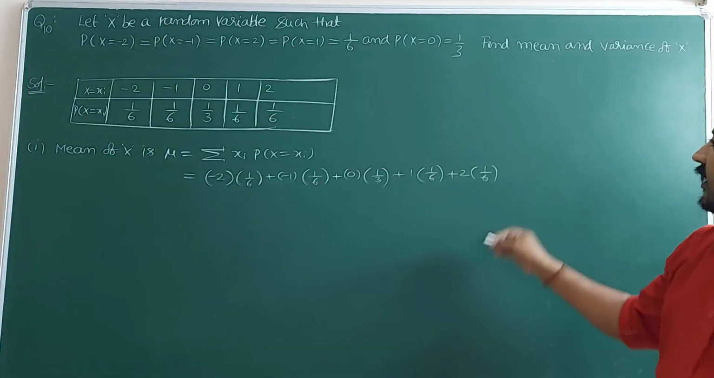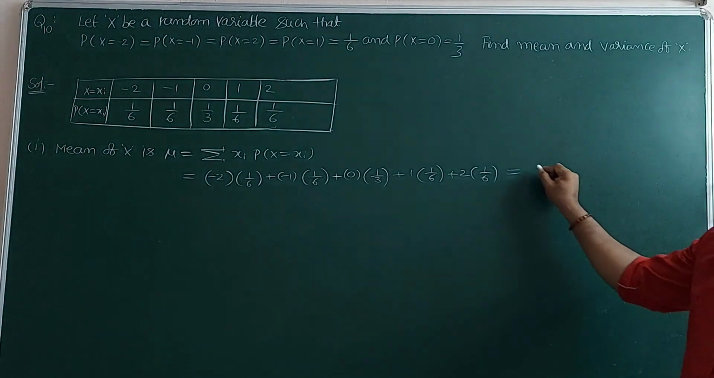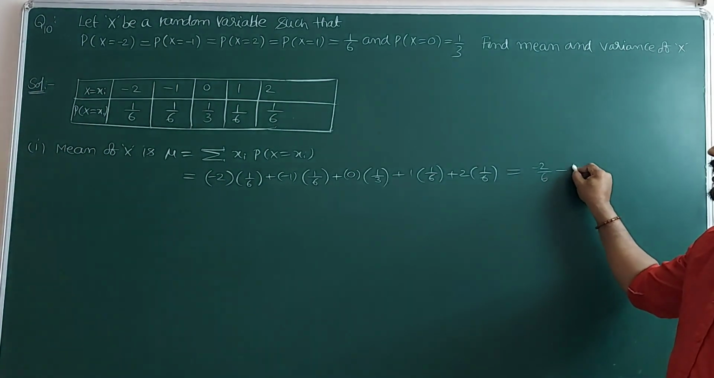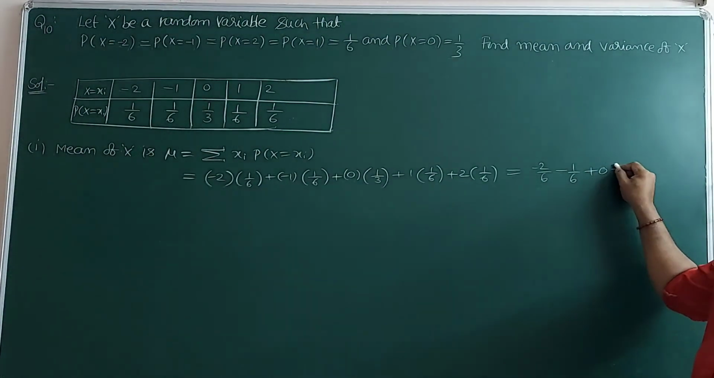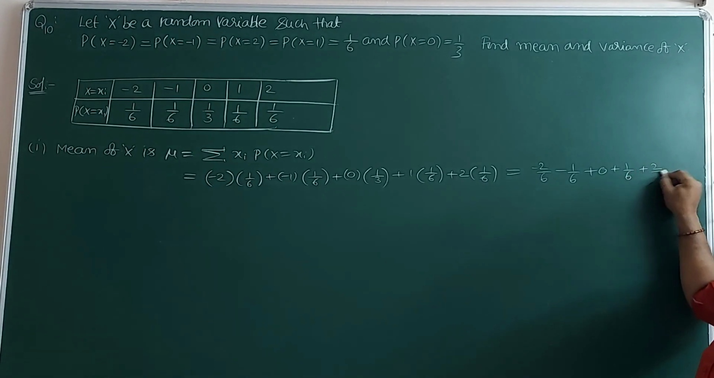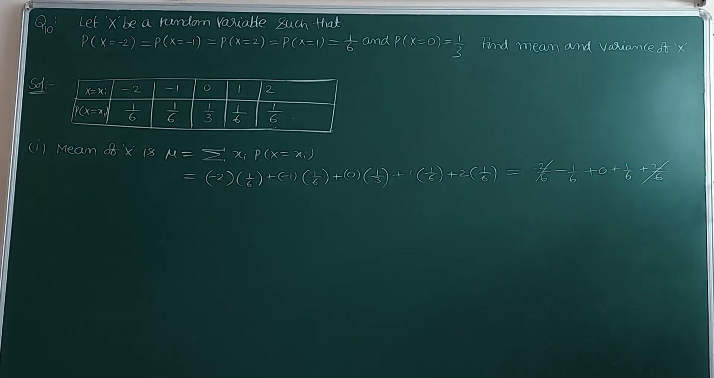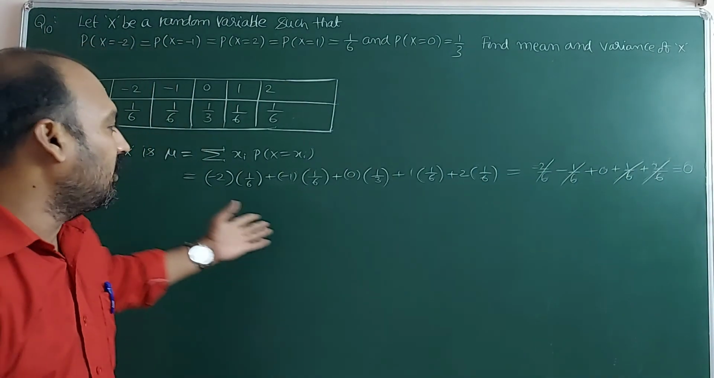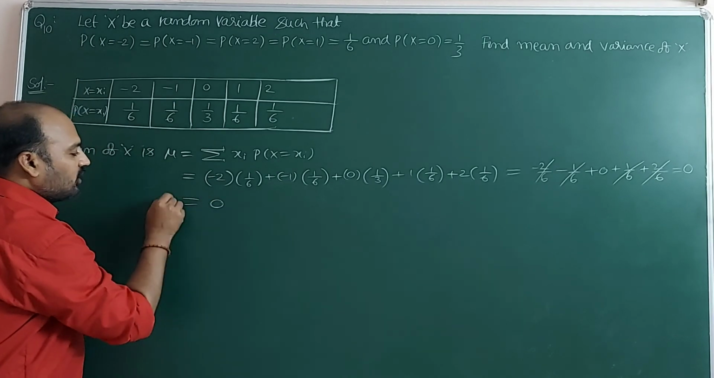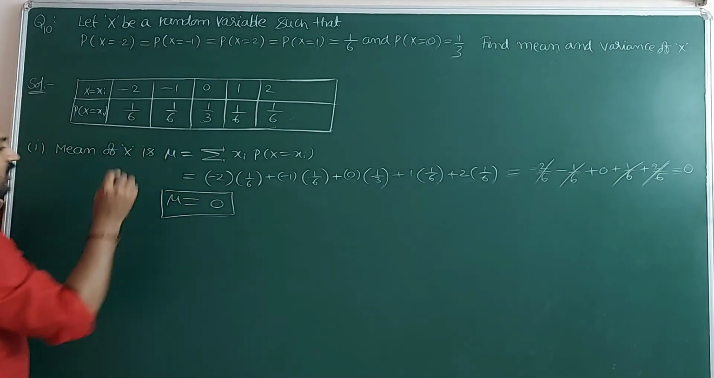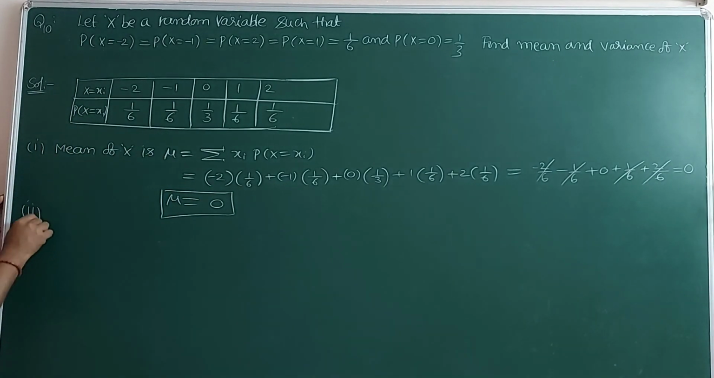So here we will get minus 2 by 6 minus 1 by 6 plus 0 plus 1 by 6 plus 2 by 6, which is minus 2 by 6 plus 2 by 6 plus 1 by 6 minus 1 by 6, ultimately the value is 0. Therefore the mean of the random variable is equal to 0. So mean is over. Next, the variance of the random variable.